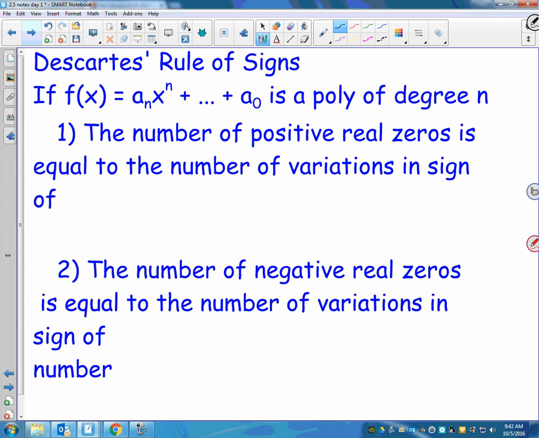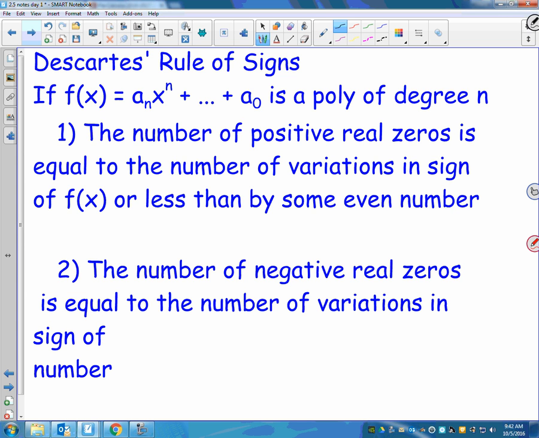So the rule that Descartes came up with is that if you have a polynomial of degree n, the number of positive real zeros is equal to the number of variations in sign of the function, so like changing from positive to negative or negative to positive, or less than that by some even number. And we'll do an example in a minute, so I'll show you what I mean.